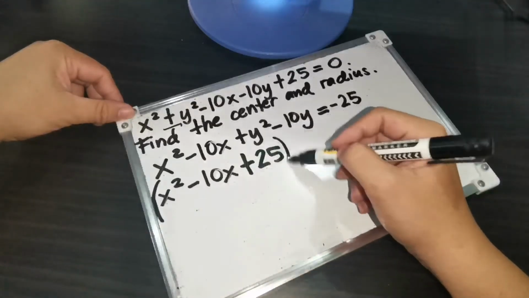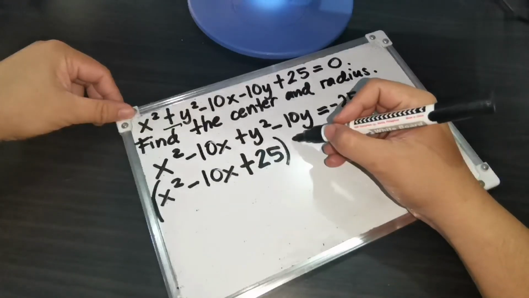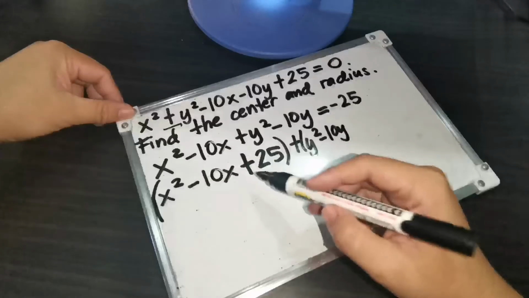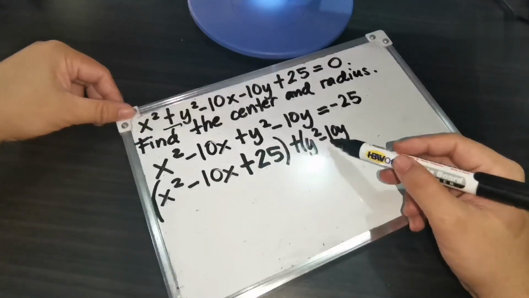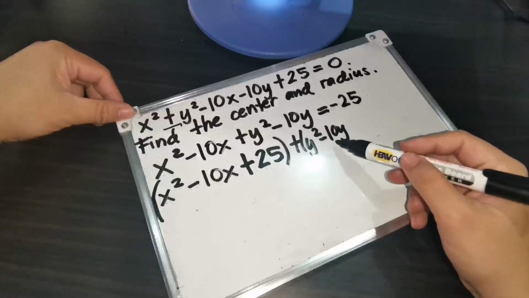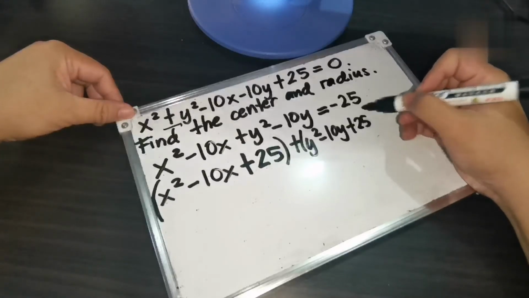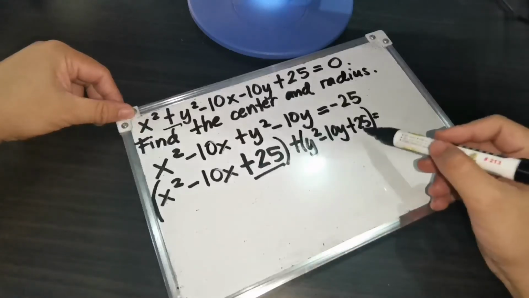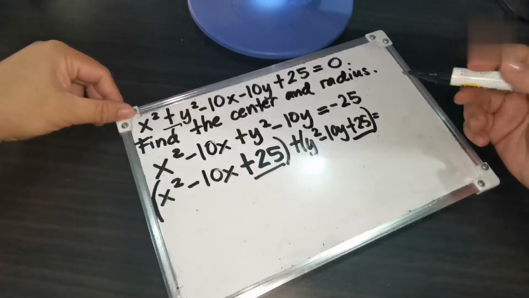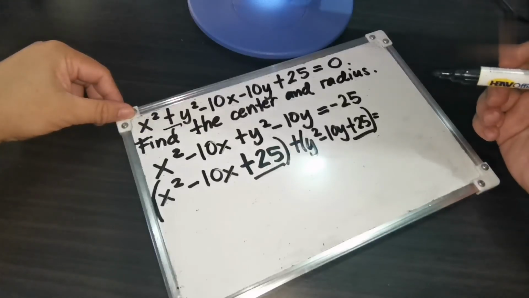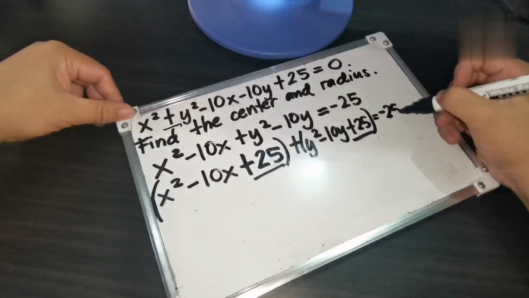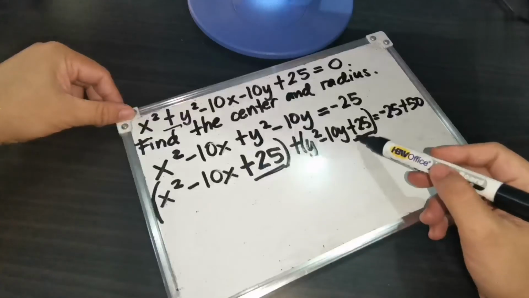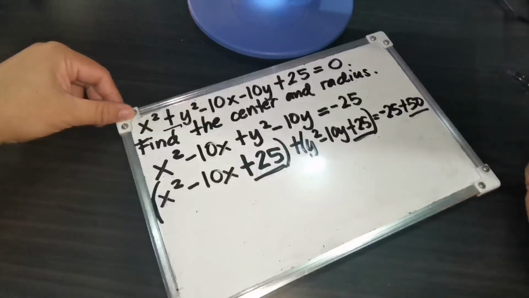If we put a parenthesis, then plus, going to the y variable, we copy y square minus 10y. Same process: if we divide this negative 10 by 2, that will be negative 5, and negative 5 square is equal to a positive 25. For us not to violate any rules in math, since we add 25 here and 25 here, we need to add 50 to the other side of the equation. So that will be negative 25 plus 50.